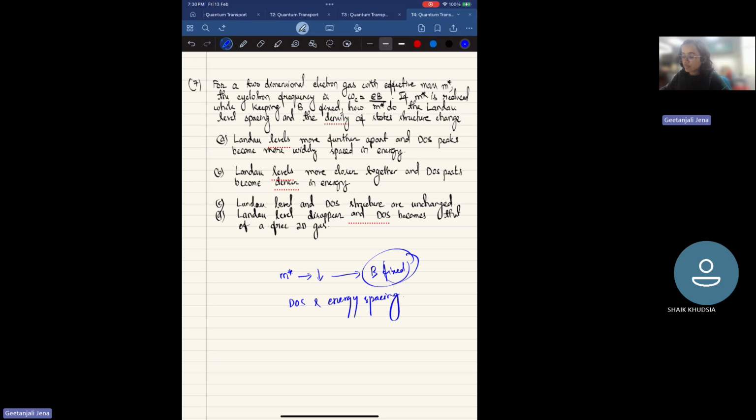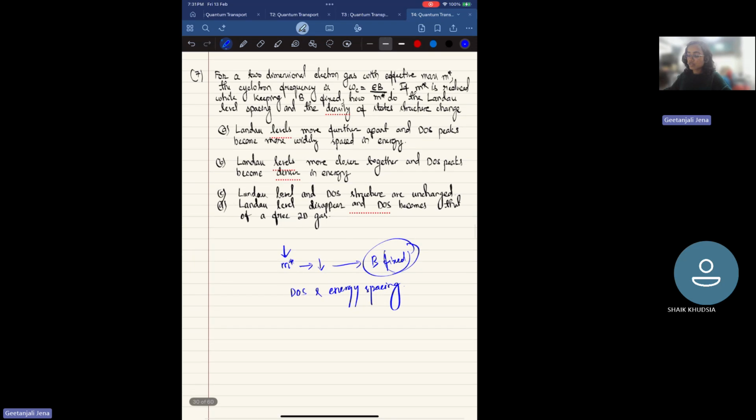If we keep B constant, but we are changing the cyclotron frequency. Option A, Landau levels move further apart and DOS peaks become more widely spaced in energy. Option B, Landau levels move closer together and DOS peaks become denser in energy. Option C, Landau levels and the density of states structure are not changed. And option D, Landau levels disappear and the density of states becomes that of a free 2D gas.